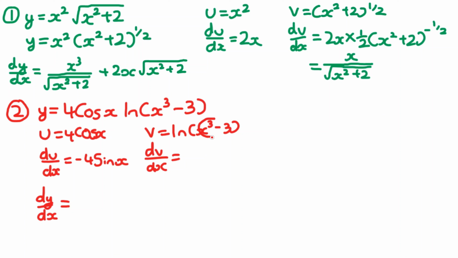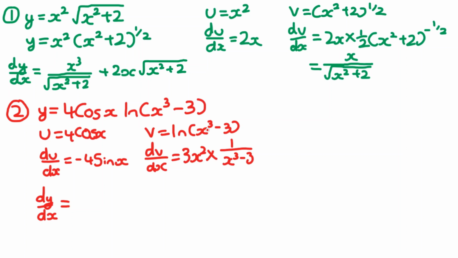The inner function is x cubed minus 3 and the outer function is the natural log. So the chain rule is the inner function differentiated, so x to the power of 3 differentiated, which is going to be 3x squared, and then the constant just goes away. This is multiplied by the outer function differentiated, which is the natural log. Remember, when you differentiate the natural log, it becomes a 1 over fraction, so it's going to become 1 over x cubed minus 3.